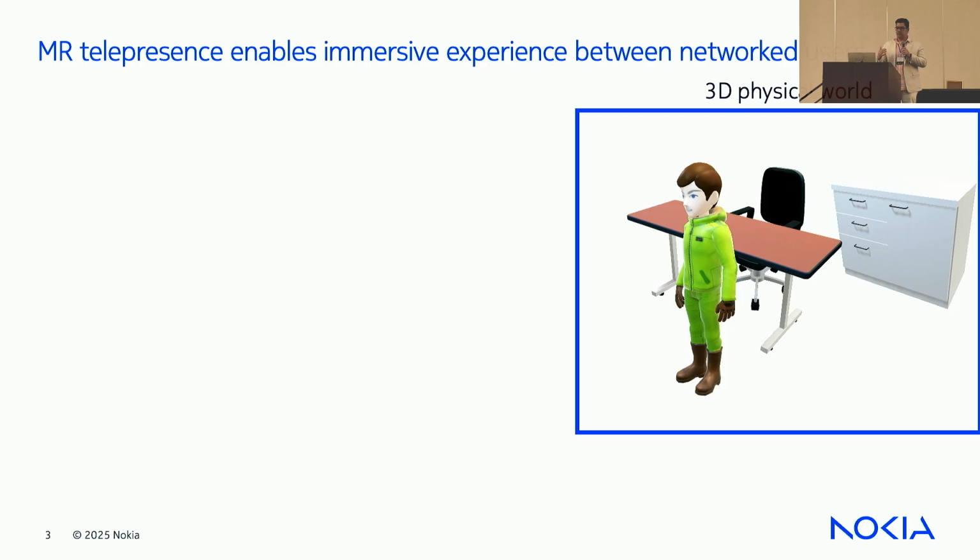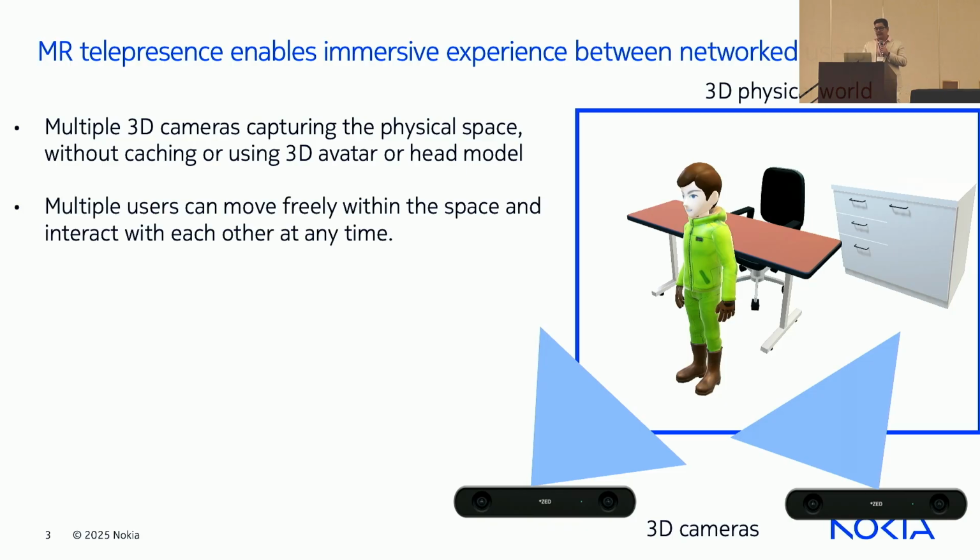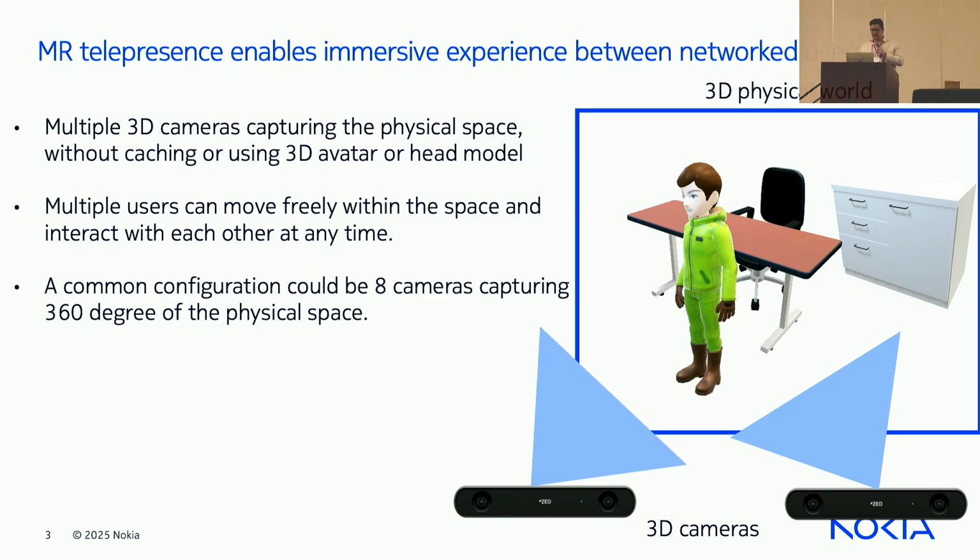So let's come back to the context a little bit. We are talking about MR telepresence that enables an immersive experience. You have this 3D physical space with people in the scene and some background objects, and we place 3D cameras to capture the physical space. We capture the actual physical space. We are not using avatars or head models or anything like that, so that the user can move freely in the space. Then they interact with each other across the network and create this kind of MR telepresence.